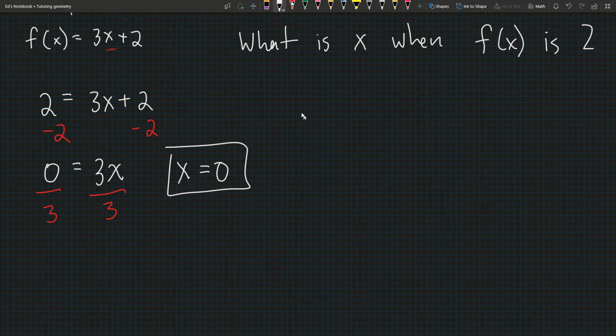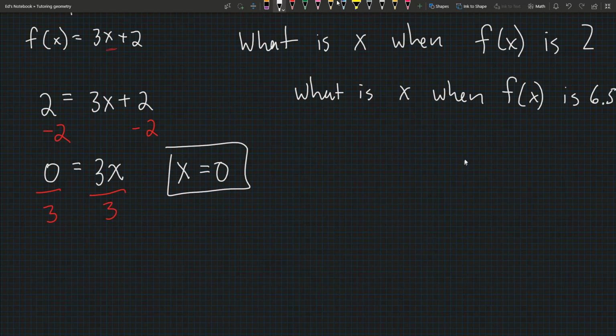the last one, but it is, what is x when f of x is 6.5. I hope you guys can see that over there. 6.5. So again, I do the same thing. I'm going to replace f of x with 6.5, and it's going to be equal to 3x plus 2. I'm going to encourage you guys to pause the video, but I'm going to go through this one a little quicker. Minus 2 from both sides.